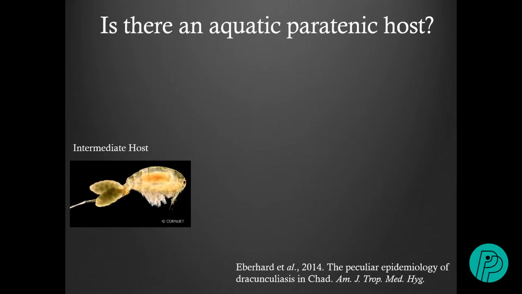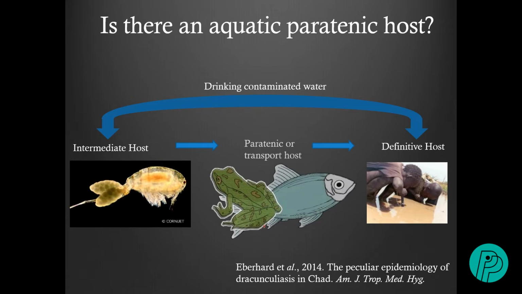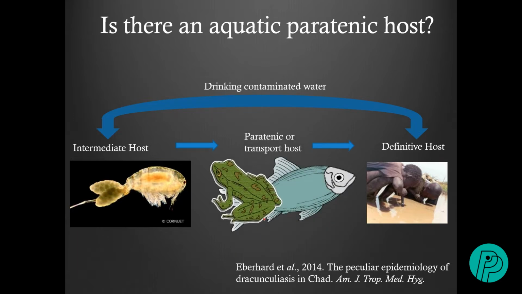So one of the first things that people started to think about was whether or not there was an aquatic paratenic host involved. So just to remind you of the life cycle, you've got the intermediate cyclopoid copepod host that's infected, and it's ingested by a definitive host during a drinking event. So the thought here was that maybe there's a paratenic or transport host that's ingesting copepods and essentially serving as a bridge host to then be ingested by an appropriate definitive host, leading to infection.